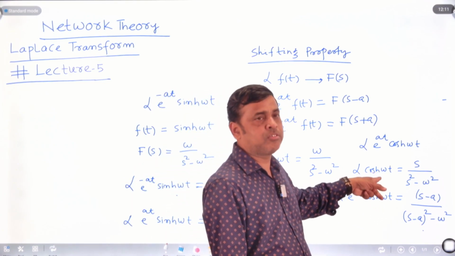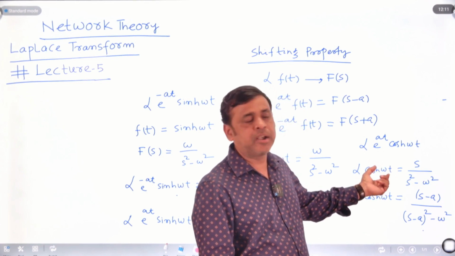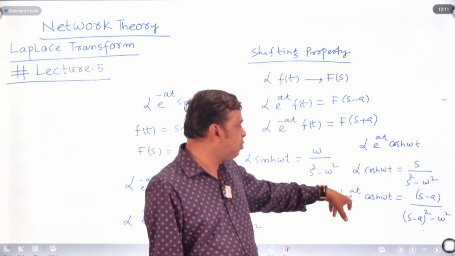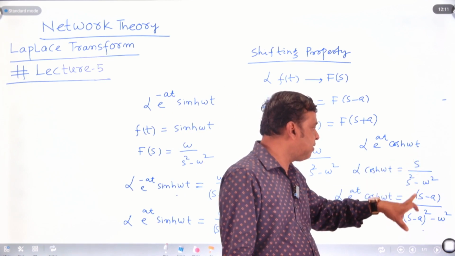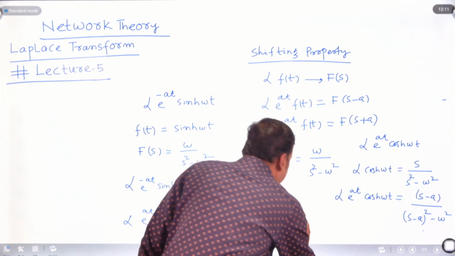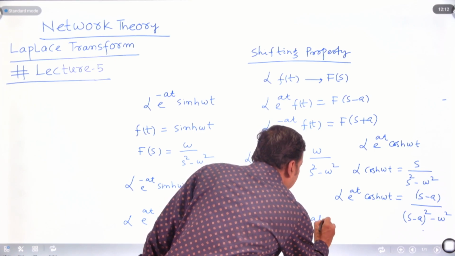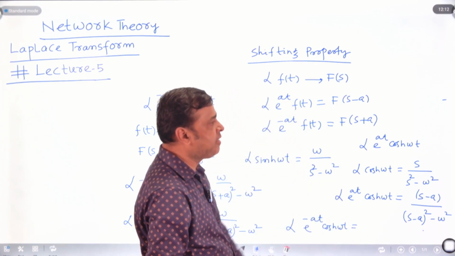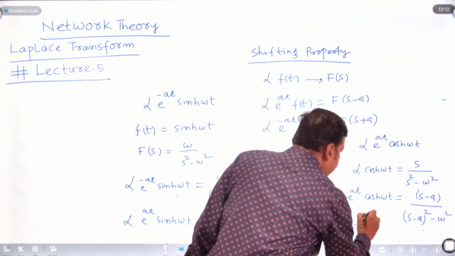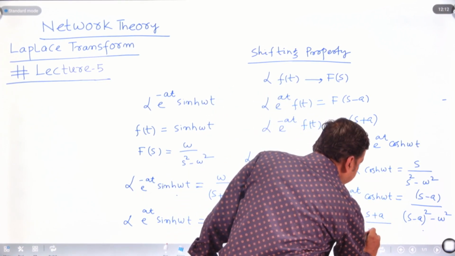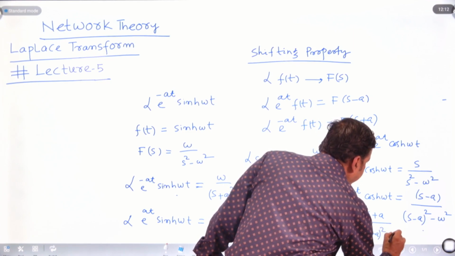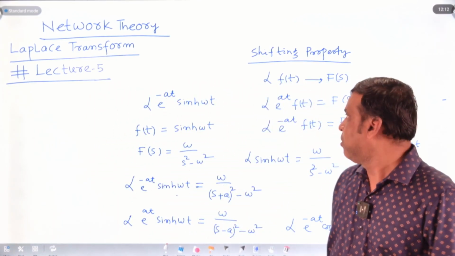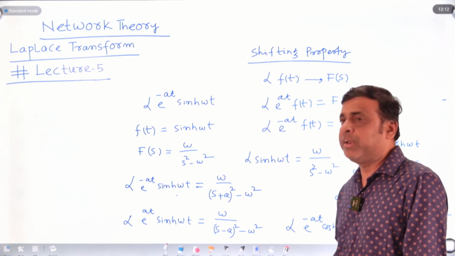If e to the power at is multiplied with cosh omega t, our original function is cosh omega t. You know the standard Laplace transform of cosh omega t is s by s square minus omega square. Since e to the power at is multiplied, the function shifts to s minus a. Similarly, the Laplace transform of e to the power minus at cosh omega t: since it is minus, s shifts to s plus a. So in place of s we get s plus a divided by s plus a whole square minus omega square. That is all about using the shifting property; you can easily find the Laplace transform of any shifted function.